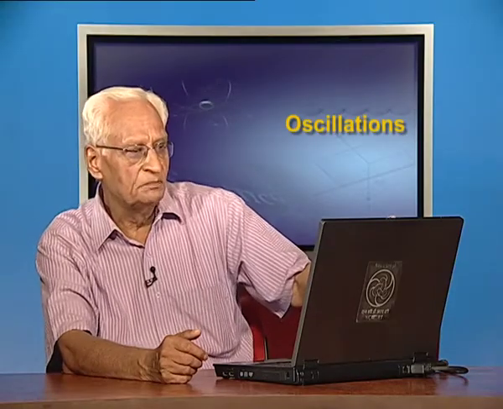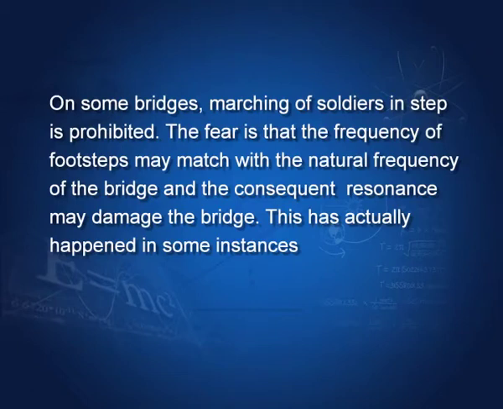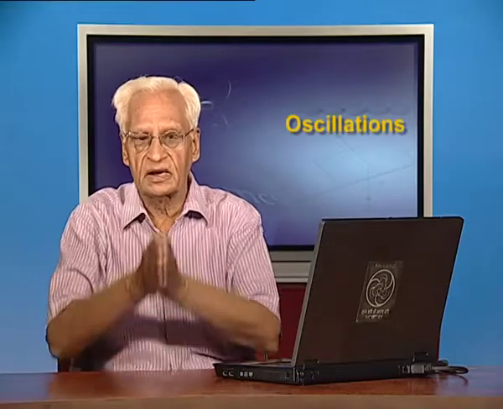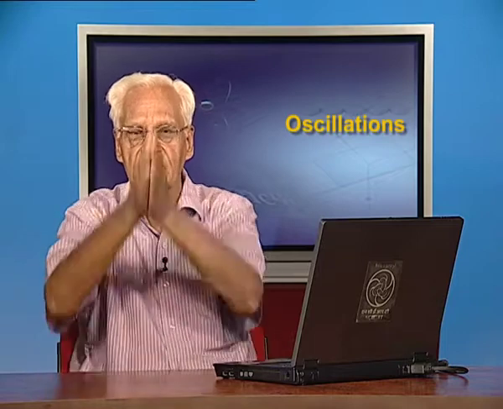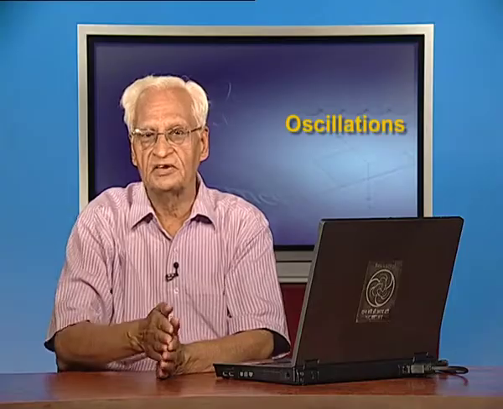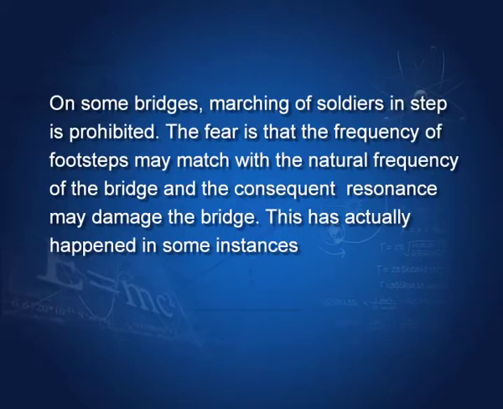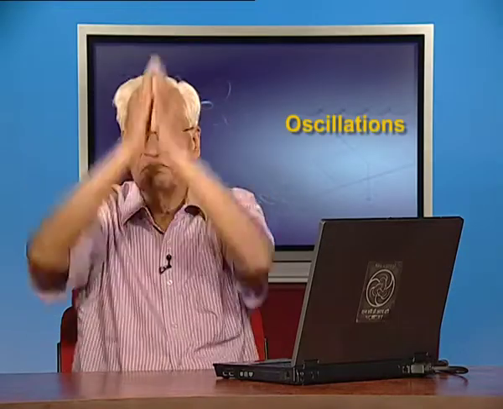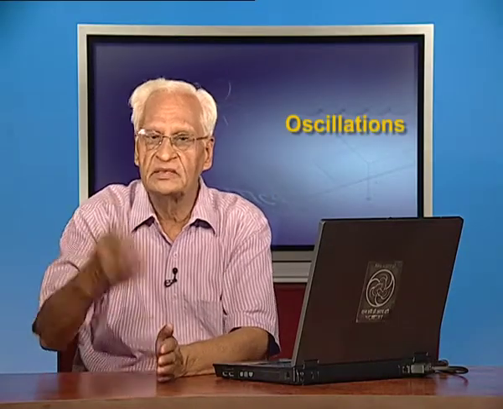Interestingly, on some bridges, for example, marching of soldiers in step is prohibited. You know, soldiers march left, right, left, right, all soldiers, and therefore they generate a certain frequency. If this frequency matches the natural frequency of the bridge, then a large amplitude can be built up and the bridge can fall.